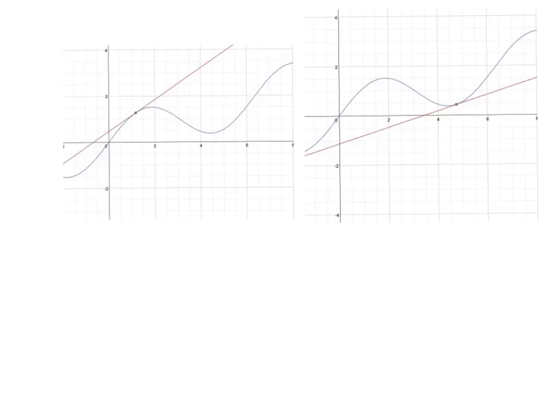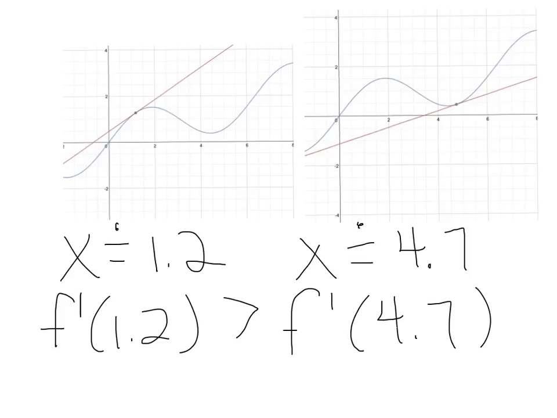Here are 2 more views of the same function. Look at them and decide which one has a greater derivative at the point indicated, and also determine the x-coordinate for the point of tangency. Here's what I thought. I think these 2 diagrams show that the derivative of f at 1.2 is greater than the derivative of f at 4.7.